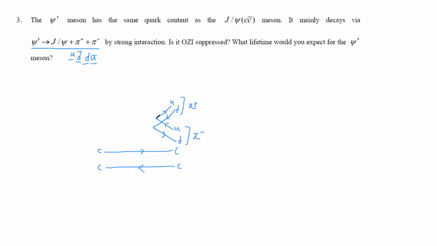And then we can use the gluon line, connect it to the C quark. You can also connect it to the C bar. It's also acceptable. So this is the diagram for this process.